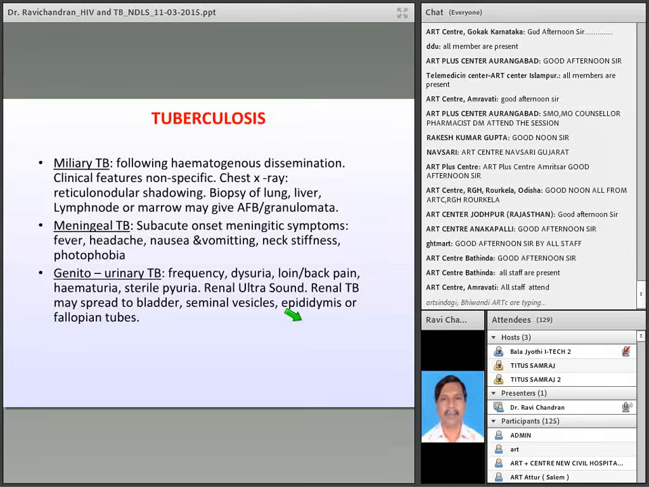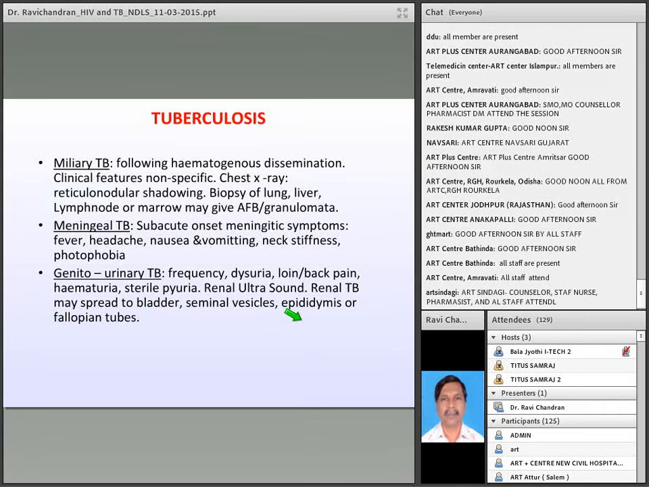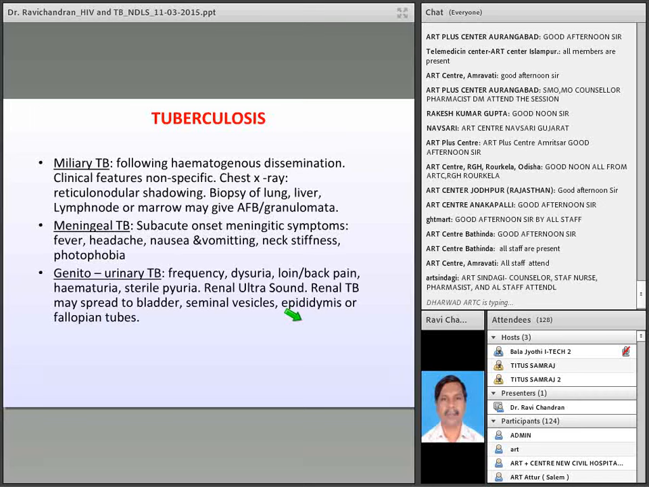Meningeal tuberculosis, the onset is usually subacute and with meningitic symptoms like severe headache, fever, nausea and vomiting, and characteristic neck stiffness and photophobia. The genitourinary tuberculosis usually manifests as dysuria, loin or back pain, hematuria, sterile pyuria.